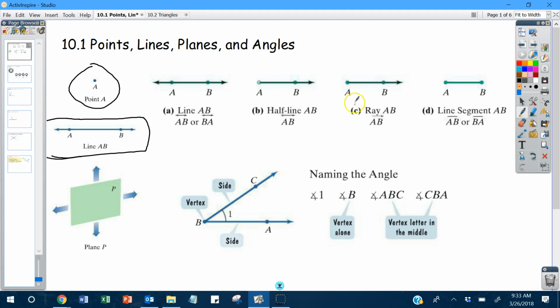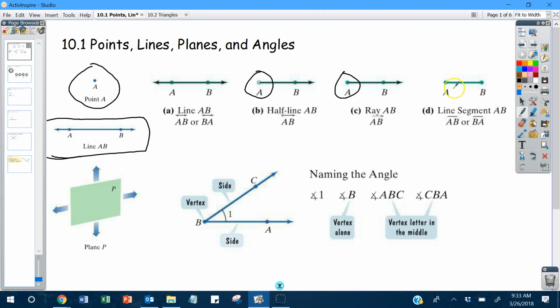We also have the concept of a ray, which I think you've probably seen before. A ray does include those 2 points, and it's a line that goes off just in one direction. So ray AB, notice we denote it with the arrow going the appropriate way. It starts at A, goes through B, and keeps going into infinity. It only goes one direction. Note the difference between a half line and a ray is that the half line doesn't include that point. The ray does.